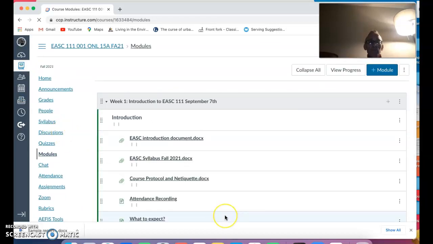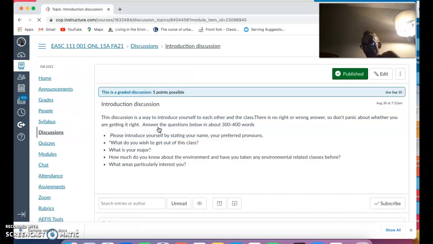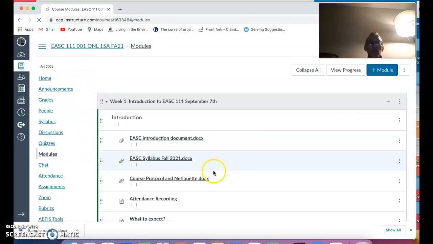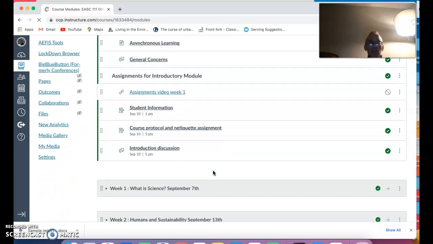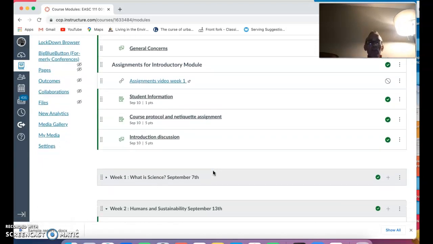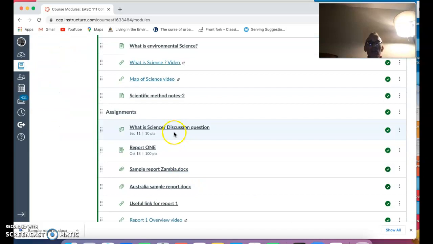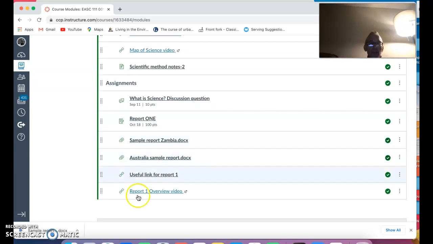Also, there's an introductory discussion worth 5 points. For this introductory discussion, just introduce yourself in about 300 to 400 words. Introduce yourself to the rest of the group. So that's 3 things under the introduction to earth science. And then you also have to do a what is science discussion question and start to look over report 1. Hope this is clear.